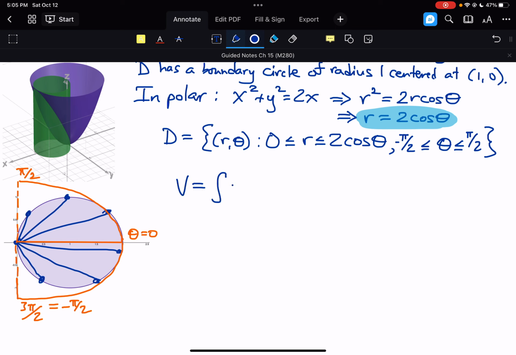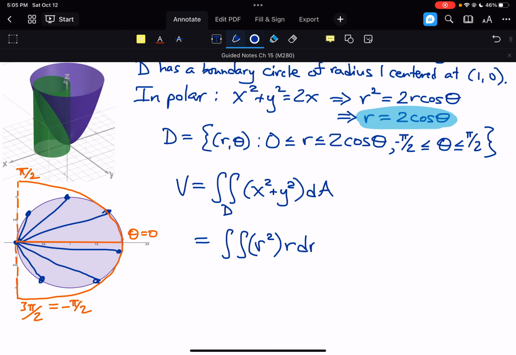So our volume, the double integral over D, is the volume under the paraboloid, so that'll be x squared plus y squared in the integrand. So we're going to get r squared, r dr d theta, with r going from 0 to 2 cosine theta, theta going from negative pi over 2 to pi over 2.